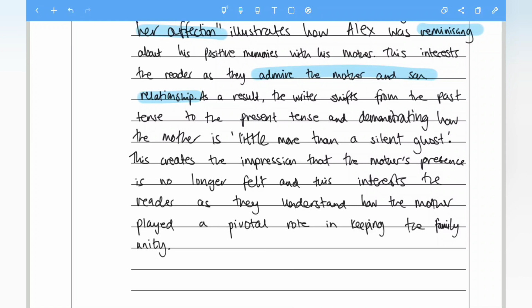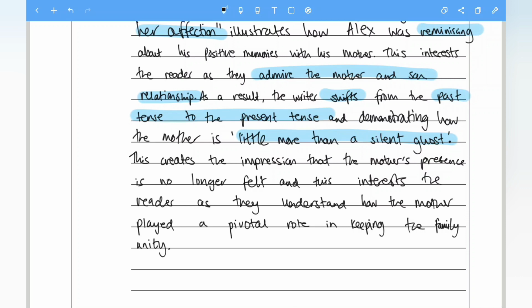As a result, the writer shifts from the past tense to the present tense, demonstrating how the mother is little more than a silent ghost. This creates the impression that the mother's presence is no longer felt, and this interests the reader as they understand how the mother played a pivotal role in keeping the family united.